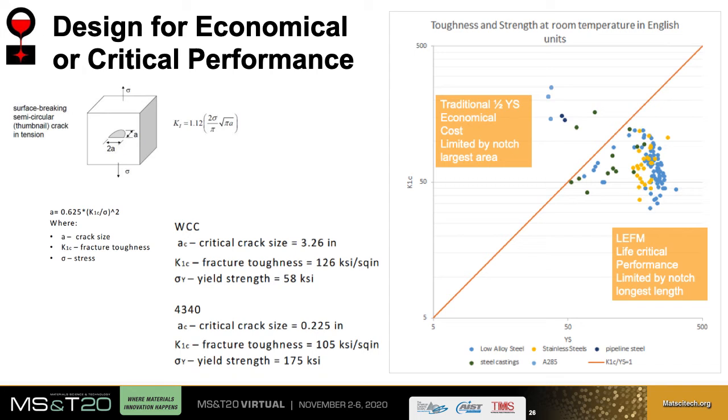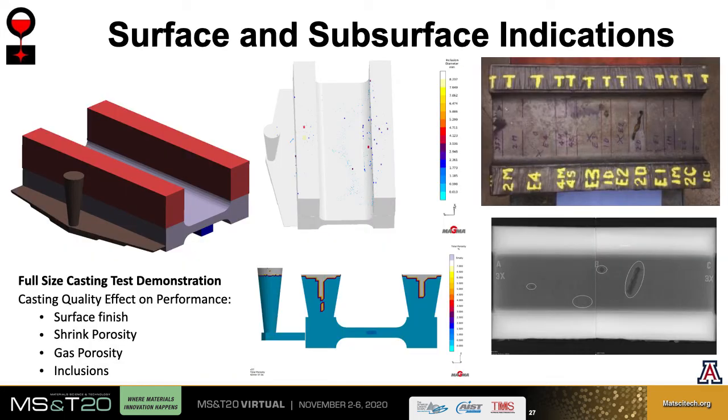For example, in fracture mechanics, you can determine the critical flaw size based on K1C and strength. For a carbon steel grade like WCC, the critical flaw size is 3¼ inches. For 4340, which has a much higher yield strength and lower toughness than carbon steels, the critical flaw size is only 0.2 inches.